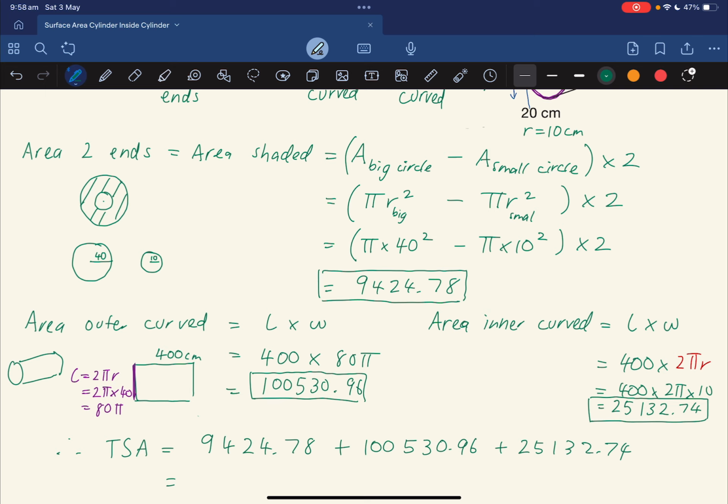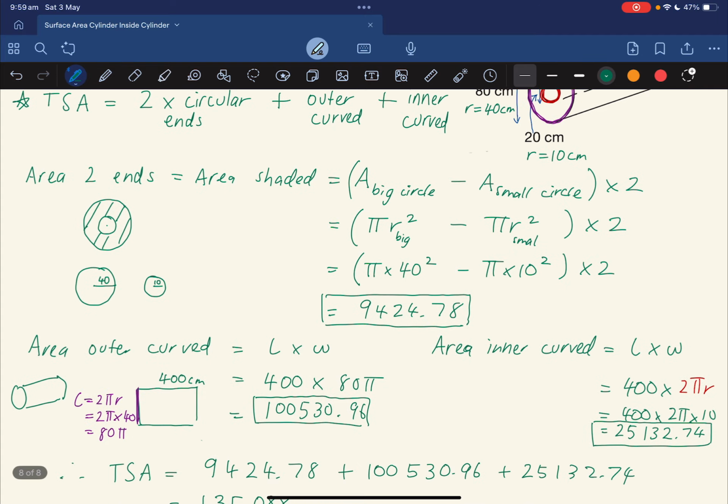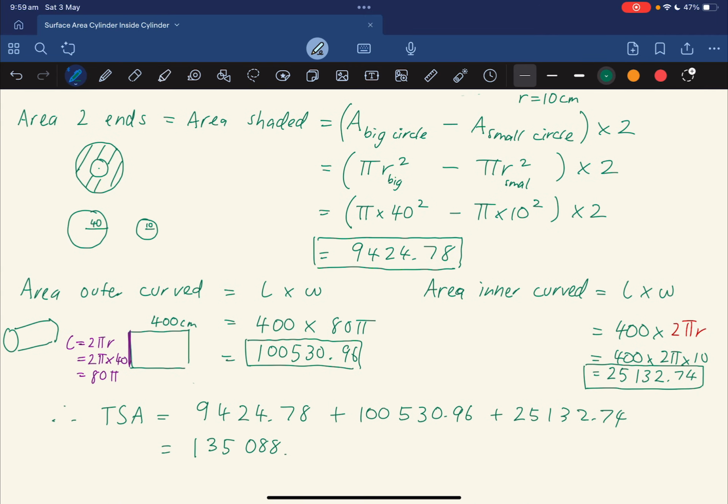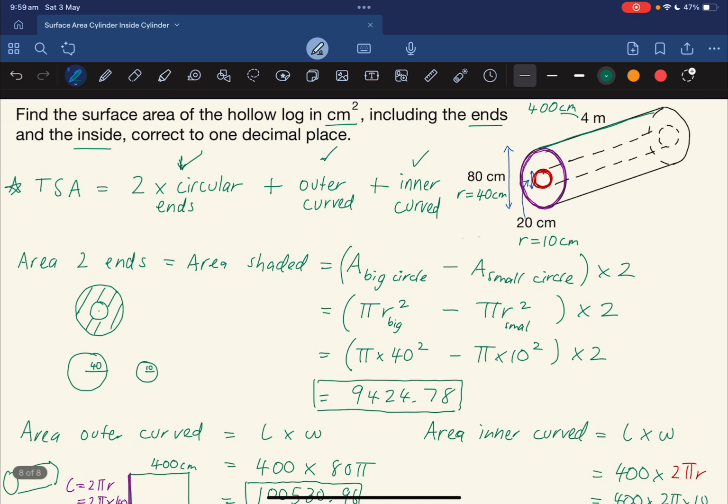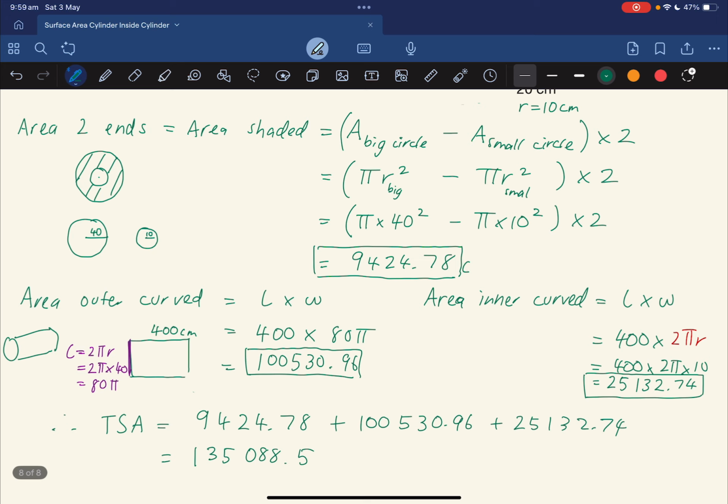9424.78 plus 100,530.96 plus 25132.74. That gives 135,088, and it said to 1 decimal place. So it's 0.48 in my calculator, so I'm going to say 0.5. And it said also, so 2 things at the end, decimal places and units. Well, we had it in square centimeters throughout, so that's what we can expect in our answer.